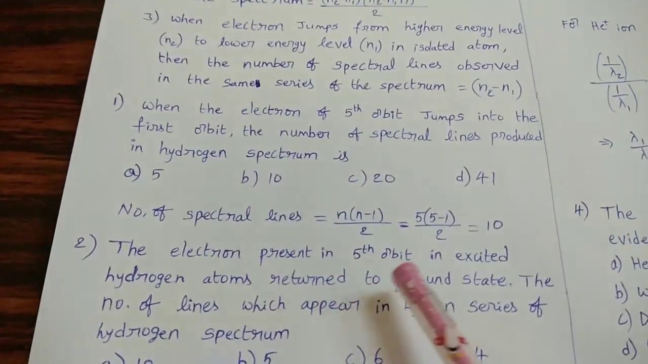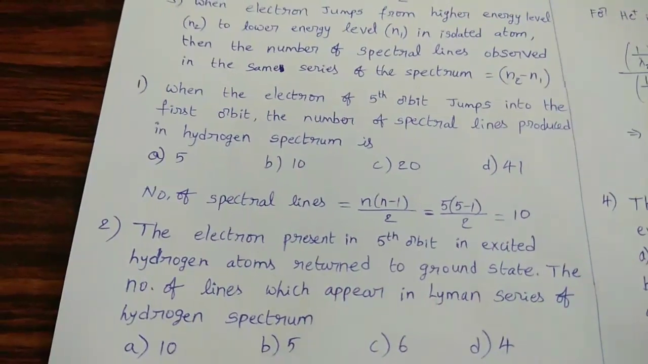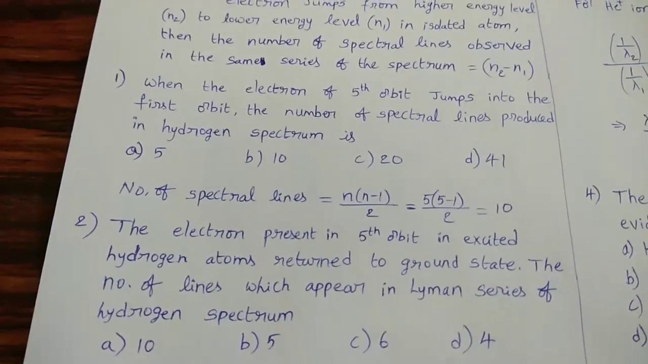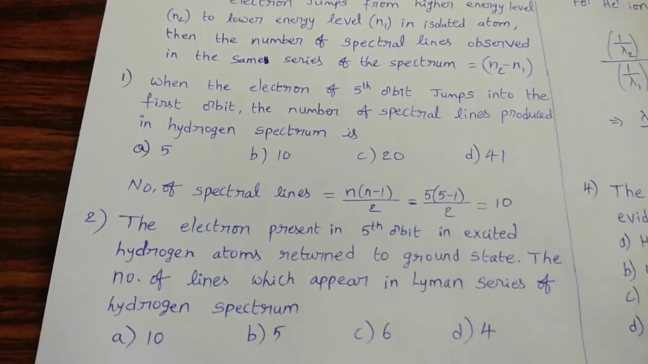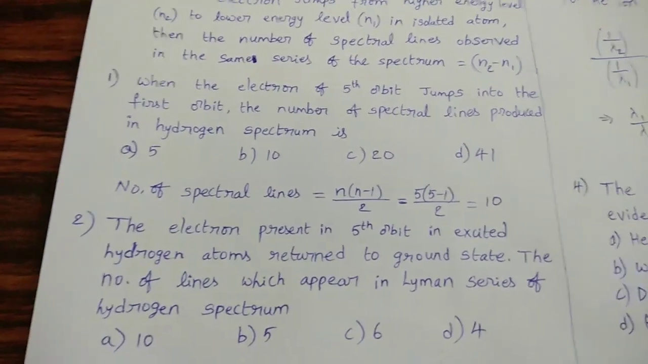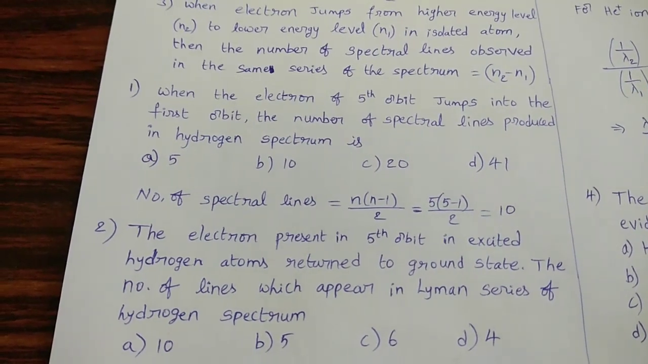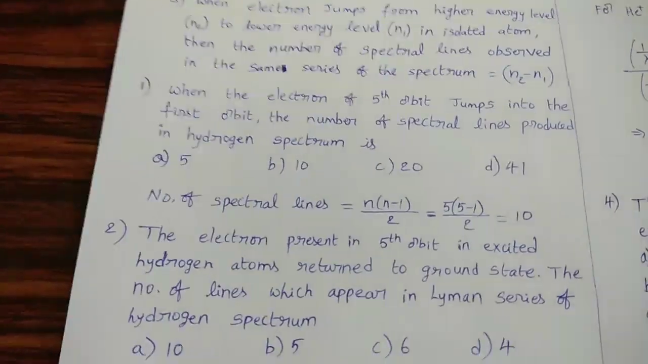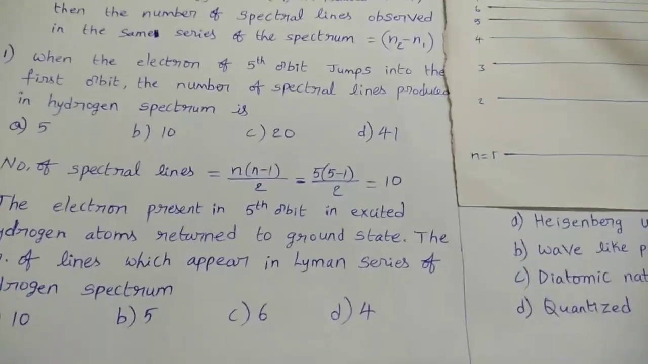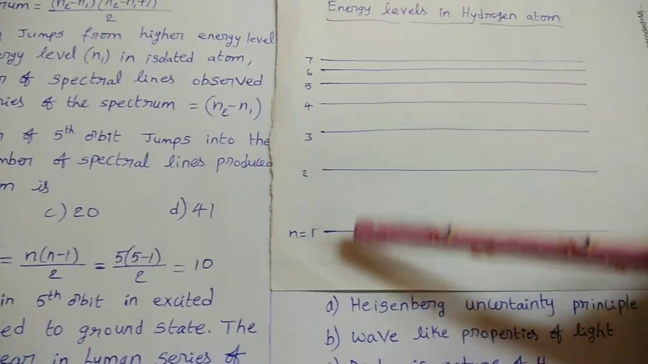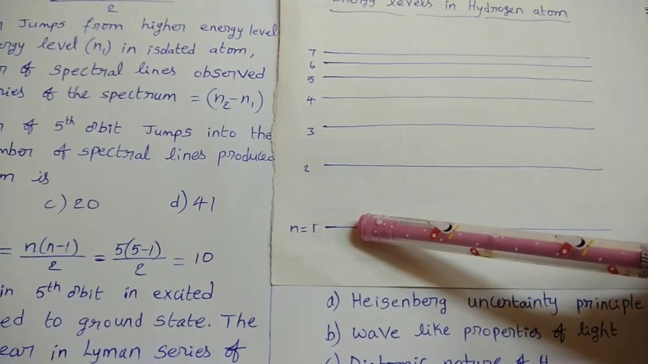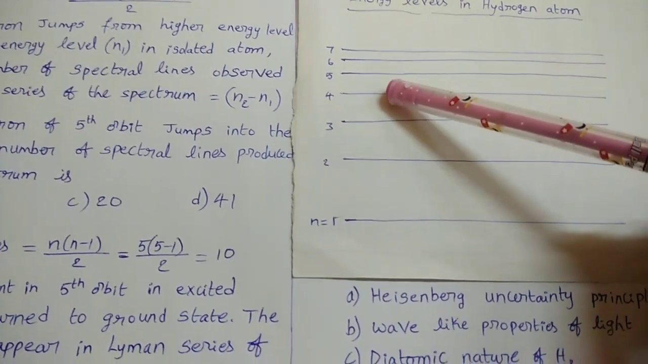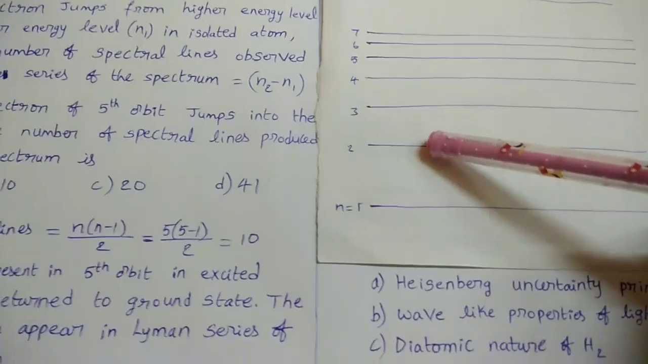Next. The electron present in the 5th orbit in excited hydrogen atoms returned to the ground state. The number of spectral lines which appear in the Lyman series of the hydrogen atom. So particularly, when the 5th orbit to ground state electron jumping takes place, different possibilities are there. See that one. They gave a condition: 5th orbit to ground state. See here in the diagram. From 5th to 1, directly jumping takes place. Otherwise 5th to 4, 4 to 3, 3 to 2, 2 to 1.